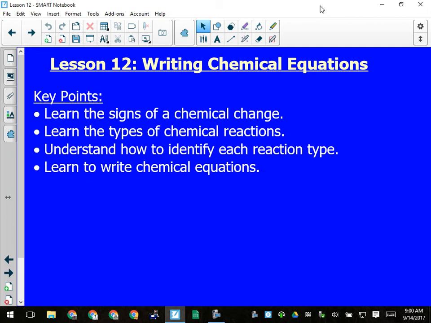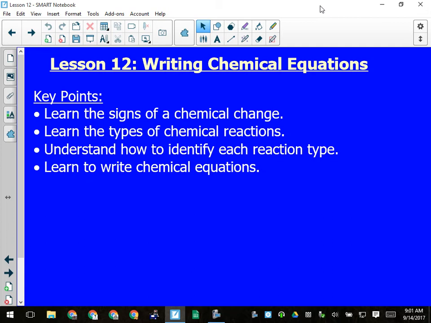So the big thing we need to understand here, guys, is that in a chemical reaction, our materials are chemically different at the end. They are chemically different at the end. That is, they have been either separated, joined, or rearranged. What are some signs that a chemical reaction has occurred?